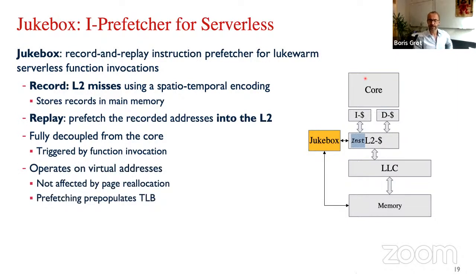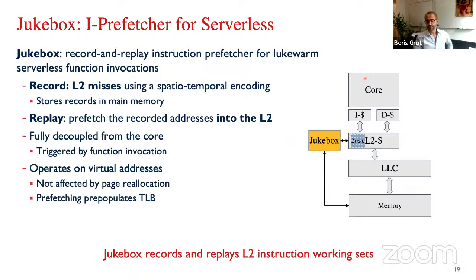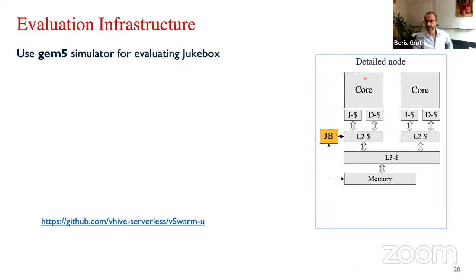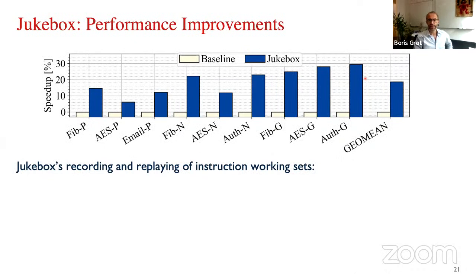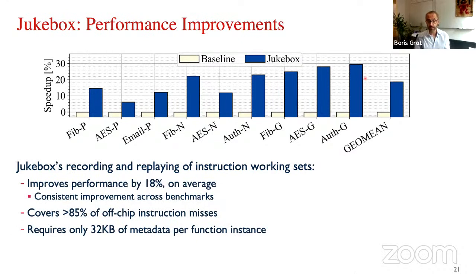The whole thing operates on virtual addresses, and that makes it work very nicely with the existing, I mean, pretty much everything, virtual machines and everything like that. So that's cool. Okay, so key idea: record and replay the instruction working set in the L2 cache in the CPU. We simulate everything in a detailed full system simulator. All of this infrastructure is publicly available. And the key result here, again, really skipping over a lot of the microarchitectural details, is that we can improve performance by about 18% on average by covering over 85% of instruction misses going to main memory.